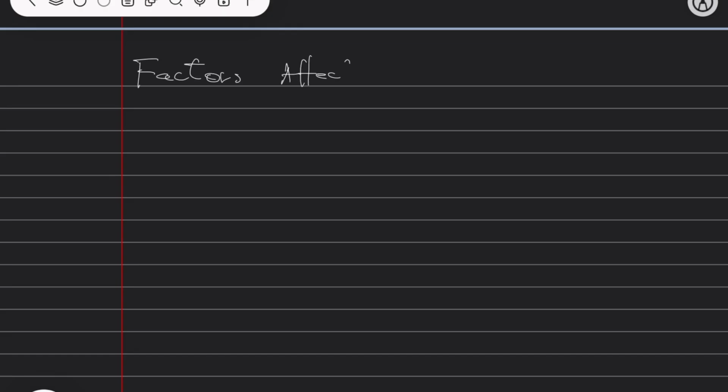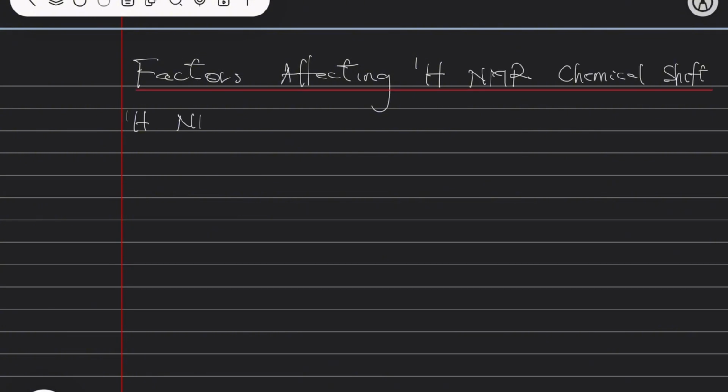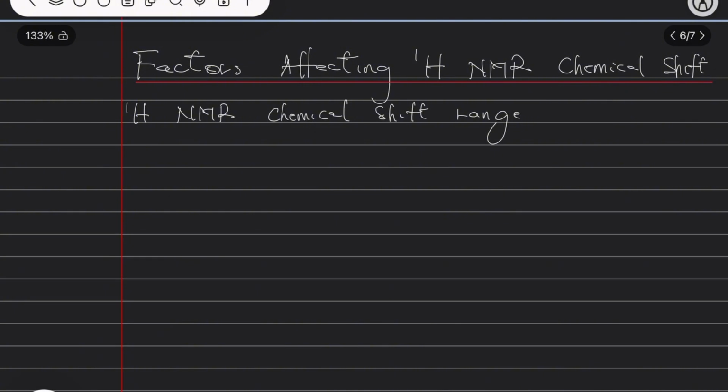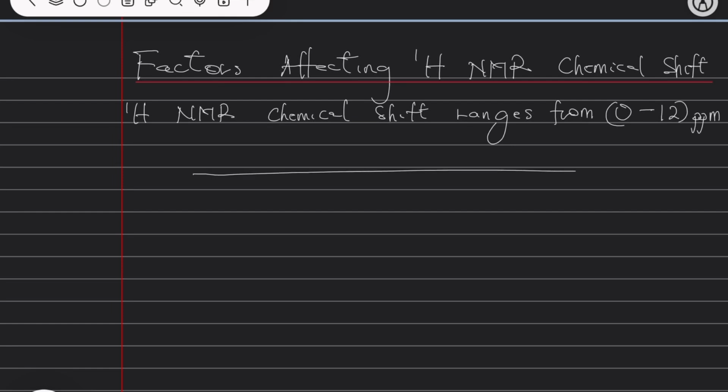We will be discussing in detail factors affecting proton NMR chemical shift. Before we proceed to discussing factors affecting proton NMR chemical shift, let's first of all define what proton NMR chemical shift is. The proton NMR chemical shift is a chemical shift that ranges from 0 to 12 parts per million. At the 0 point, we use trimethylsilane as the reference point, which has a chemical shift of 0.